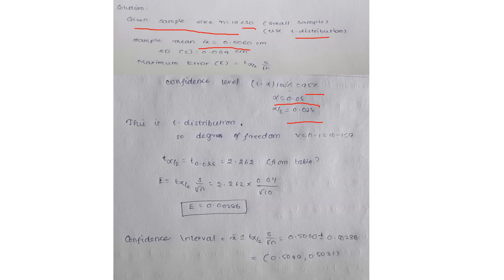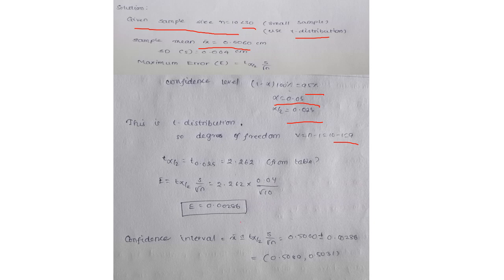This is the t distribution. So degrees of freedom v is equal to n minus 1 is equal to 10 minus 1, that is 9, and t alpha by 2 is equal to 2.262 from the table. So after substituting all the values, E is equal to t alpha by 2 into s by root n, that is equal to 2.262 into 0.004 by root 10, that is equal to 0.00286.